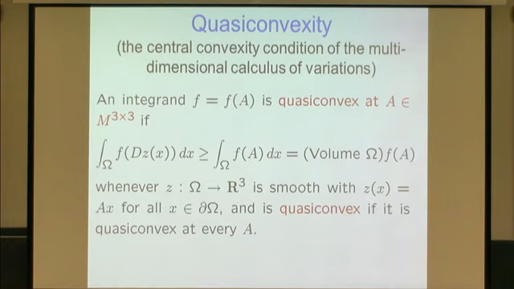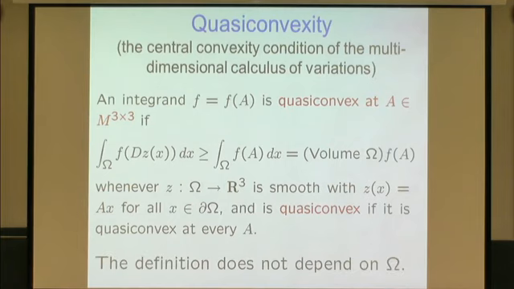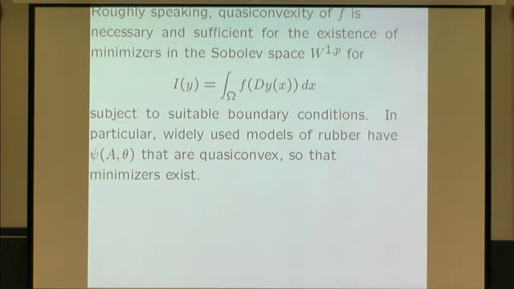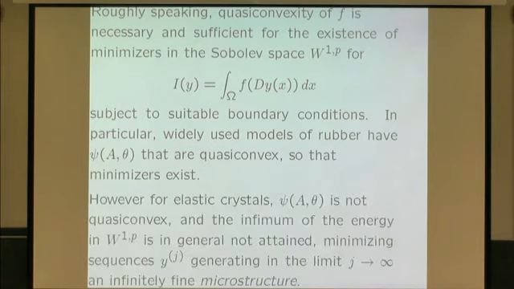In fact, there's a characterization of gradient Young measures in terms of quasi-convexity. And the definition doesn't depend on omega, even though you might think it does. Roughly speaking, quasi-convexity is necessary and sufficient for the existence of minimizers in an appropriate Sobolev space of the integral of f of dy of x subject to suitable boundary conditions. In particular, very widely used models of rubber are quasi-convex, so that minimizers exist. But for our problems here, the energy densities are not quasi-convex.